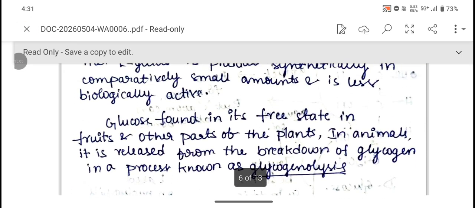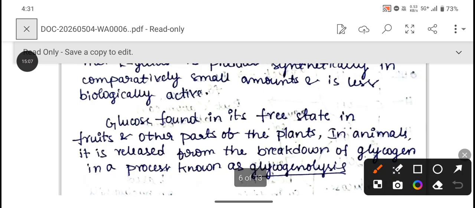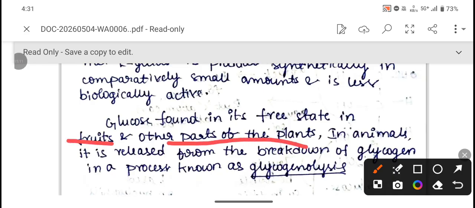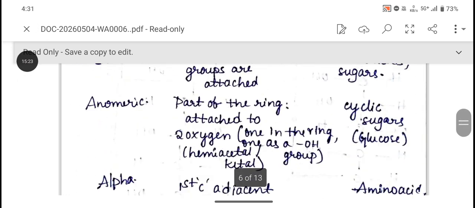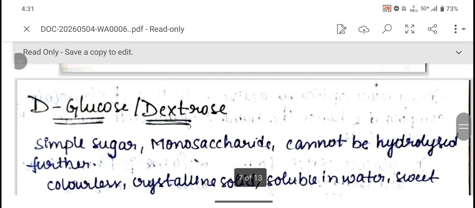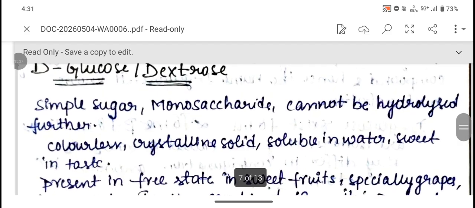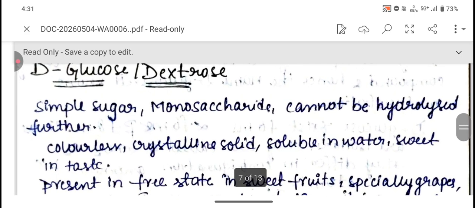So glucose is found in free state in fruits and other parts of the plants. In animals, it is released from the breakdown of glycogen in a process known as glycogenolysis. The process of breakdown of glycogen into glucose is known as glycogenolysis. So, as D-glucose is the most abundant form and more biologically active form, we need to discuss this.